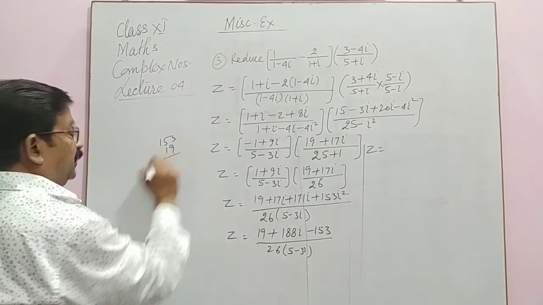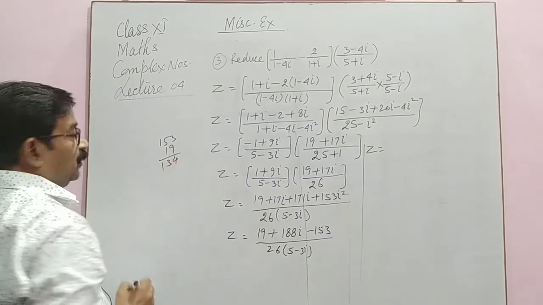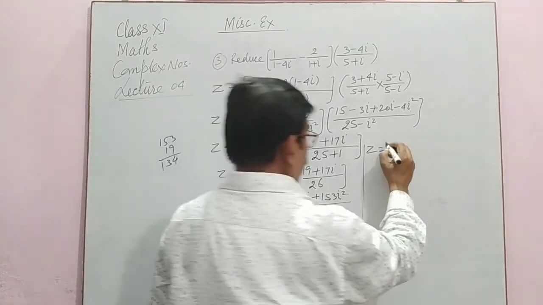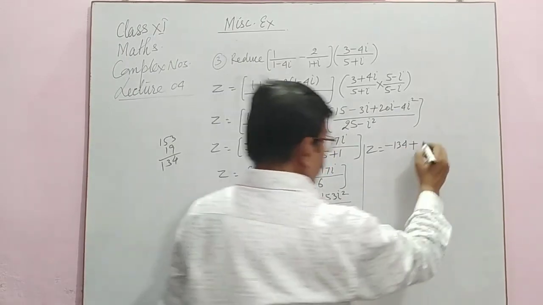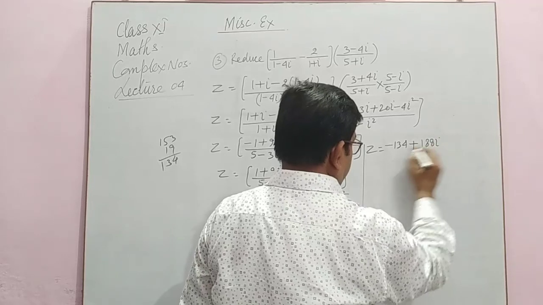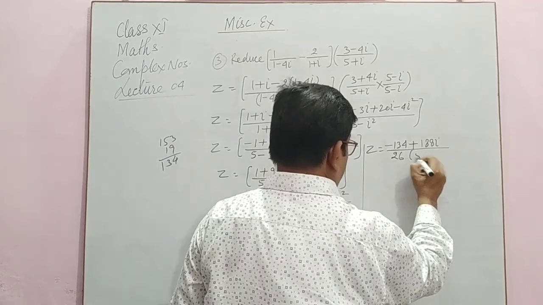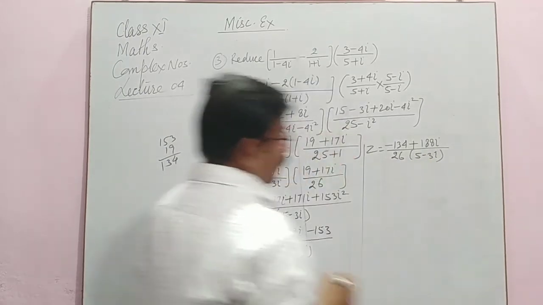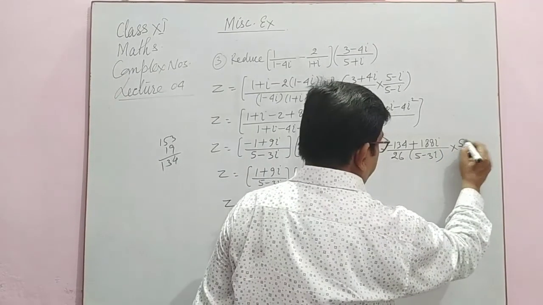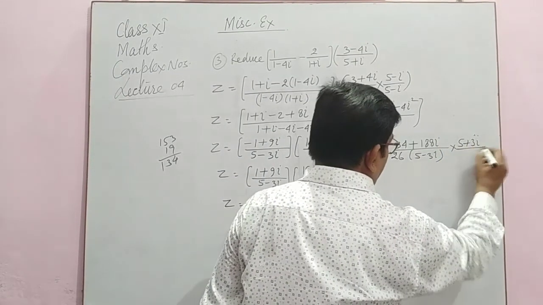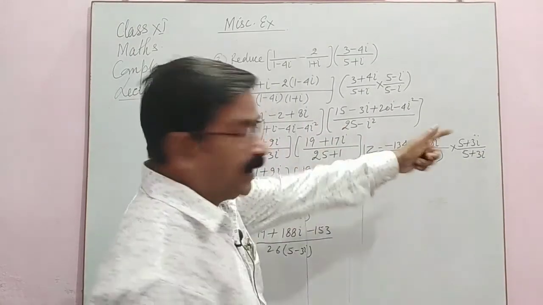Now simplify this. Z is equal to 19 minus 153, which is minus 134, plus 188i, upon 26 and 5 minus 3i. Got it? Now again we have to simplify this. Multiply this by 5 plus 3i and divide by 5 plus 3i. So again you will simplify this.